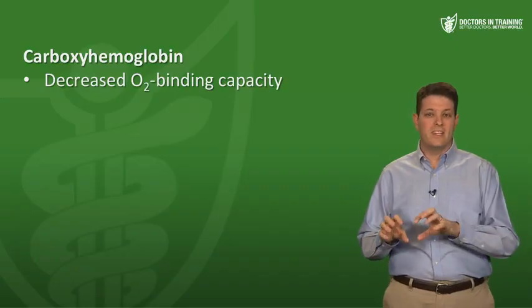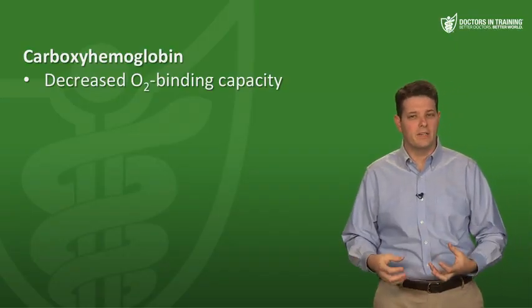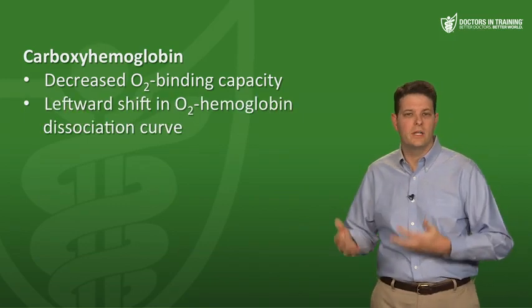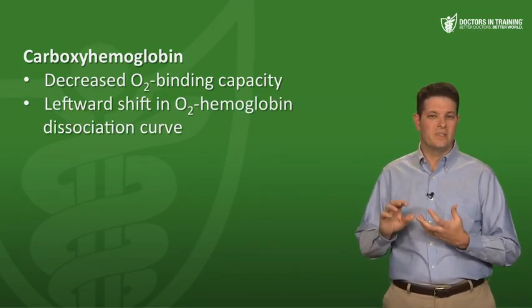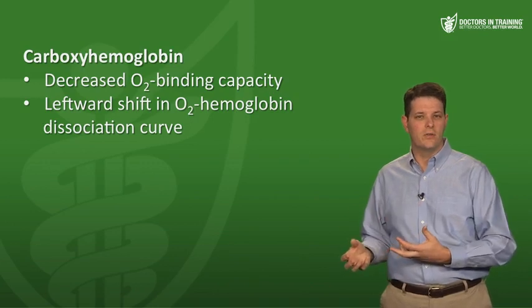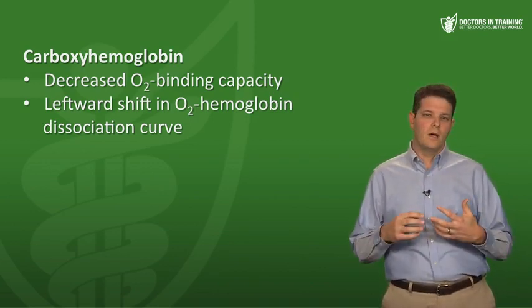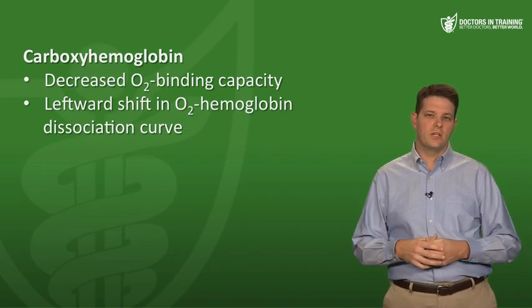So this is a form of hemoglobin that's bound to carbon monoxide instead of oxygen. Hemoglobin's affinity for carbon monoxide is about 200 to 250 times greater than its affinity for oxygen. So in the presence of carbon monoxide, all the hemoglobin will preferentially bind to that rather than binding to oxygen. This causes a decrease of oxygen binding capacity with a leftward shift in the oxygen hemoglobin dissociation curve. It's going to decrease oxygen unloading to the tissues. So carbon monoxide will pretty much shut down delivery of oxygen to the tissues.